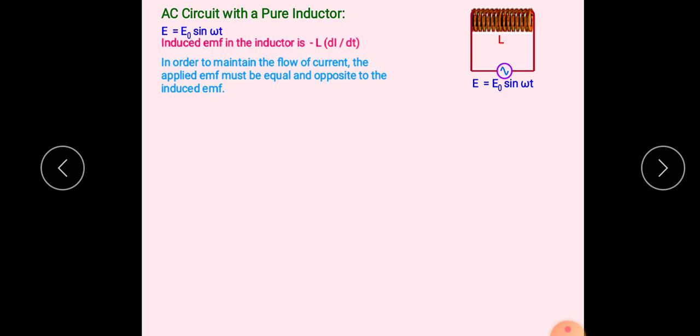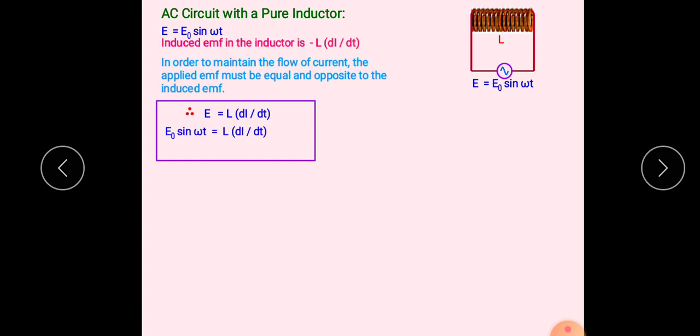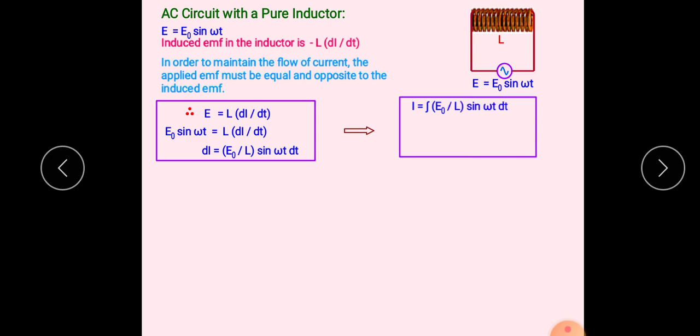With the help of this also, the EMF equals L di by dt in magnitude form. E naught sin omega t will be L di by dt, and definitely di equals E naught divided by L sin omega t dt. The di is a small electric current. To find the total current, we have to integrate it. I equals the integration of E naught by L sin omega t dt. It comes as E naught by omega L into cos omega t with a minus sign, because the integration of sin omega t is minus cos omega t divided by omega. Now the omega is clubbed with L, and I equals I naught sin omega t minus pi by 2. This minus cos omega t may be written as sin omega t minus pi by 2.